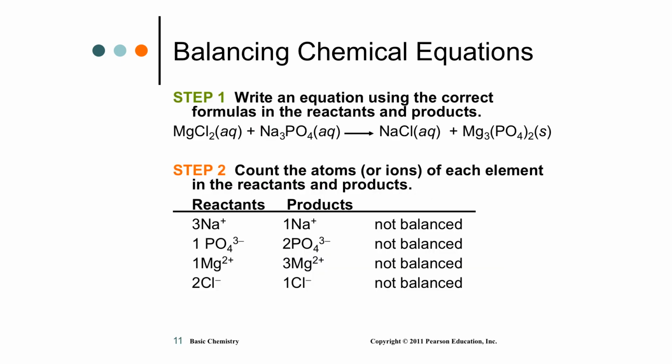Okay, so there's an example here. Write an equation using the correct formulas in the reactants and the products. Magnesium is originally combined with chlorine, so it's magnesium chloride. Sodium is combined with a polyatomic ion, which is called phosphate. Normally anything with oxygen in it, the P, in this case phosphorus, plus oxygen is phosphate, and it happens to be -3.